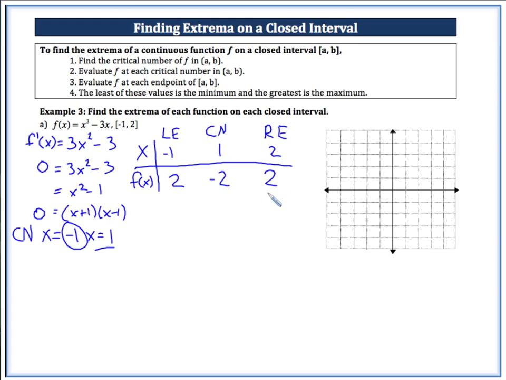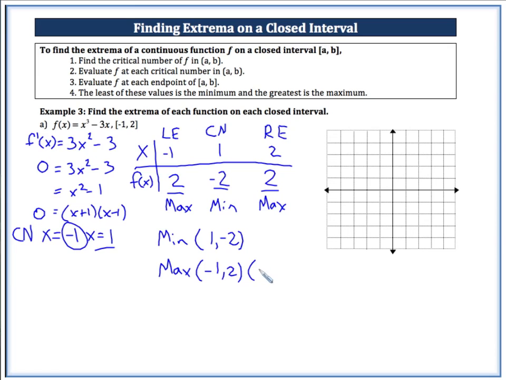Now the highest of these numbers is the max, the lowest is the min. So right here, 2 and 2 tie for the max, and we're just going to write both of them as being maximums. The lowest number here, negative 2, is going to be our minimum. So what this means is we have a minimum at the point 1, negative 2. And then we have 2 maximums on our interval, negative 1, 2, as well as 2, 2.